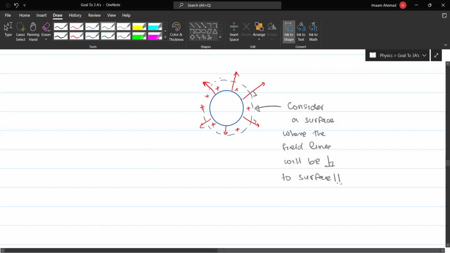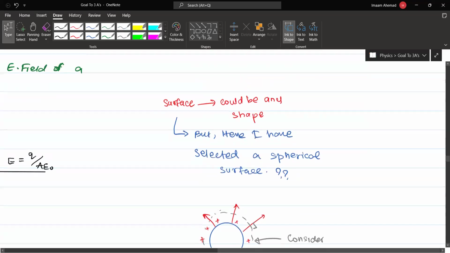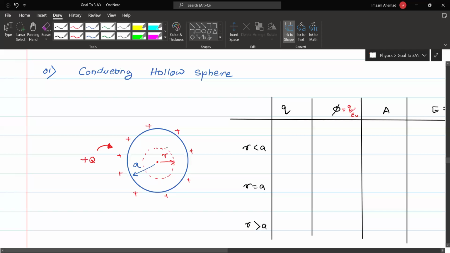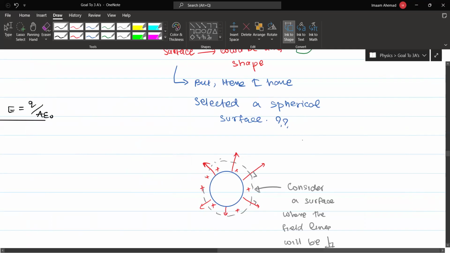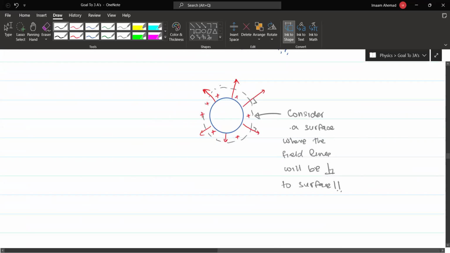Okay, what I said is, look, when I spoke about the Gaussian surface, I said you can choose any shape. But here, what I have done is I have taken a spherical surface. So why did I do that? That's the question. Although we are free to choose any surface, we have to choose a surface where the field lines will be perpendicular to the surface. So for a sphere, if you want to choose a surface such that it is perpendicular, then it will be another spherical surface.